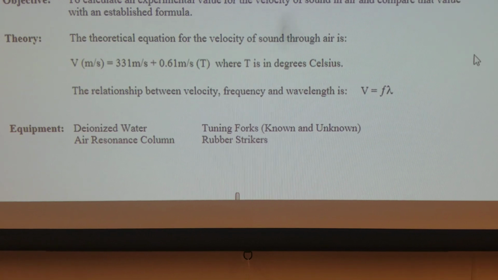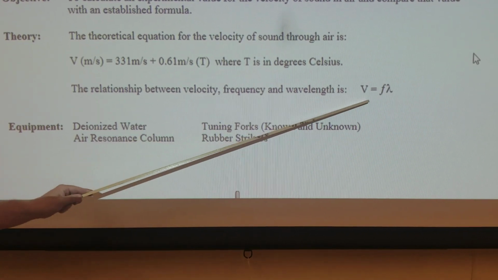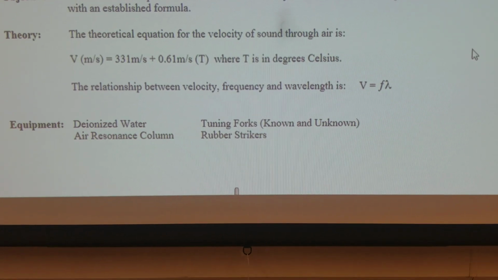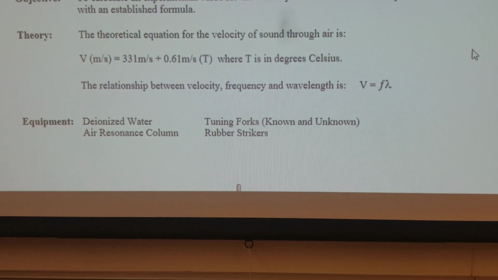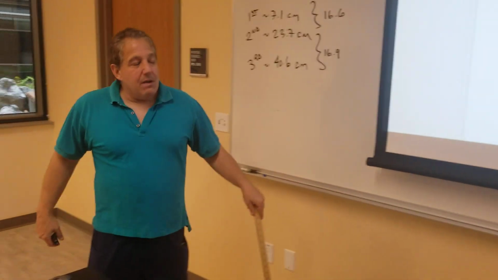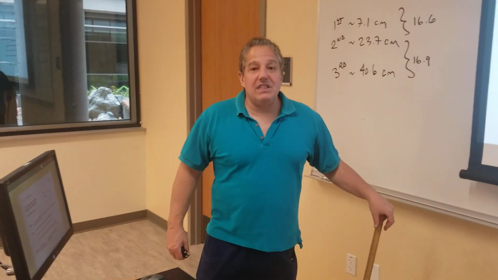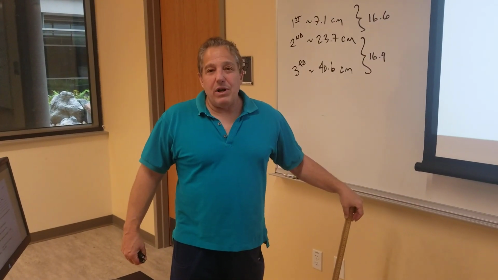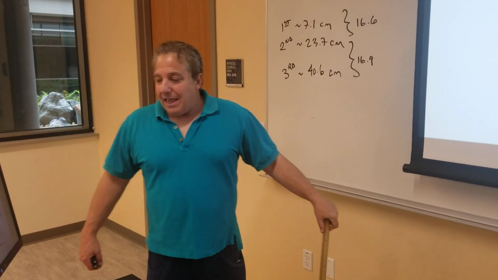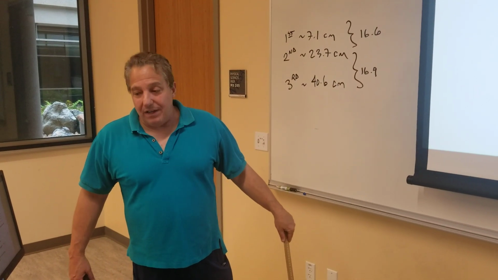We're going to compare this theoretical relationship with what we get experimentally by the frequency times the experimental wavelength. We're not going to see the air molecules moving back and forth. We're not going to see that wavelength, but we can calculate it indirectly from something called standing wave resonance. We're going to hear a precipitous rise in volume. And then we're going to measure things that will allow us to infer the wavelength.